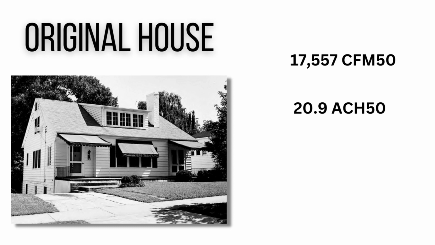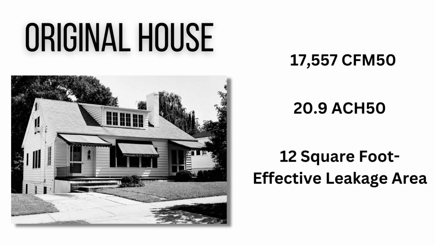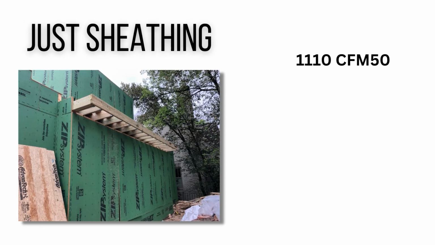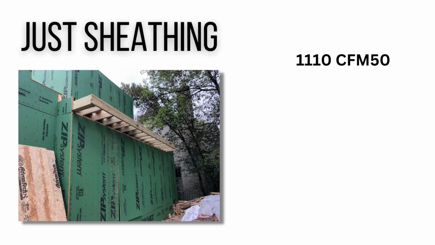So we do want a tight house, and this was definitely not a tight house. And that's the equivalent of having a 12 square foot hole in the side of the house. We knew we could only improve from there. So what we did is added sheathing to the house. The original house did not have any sheathing. So we partnered with Huber Zip System and we added sheathing.